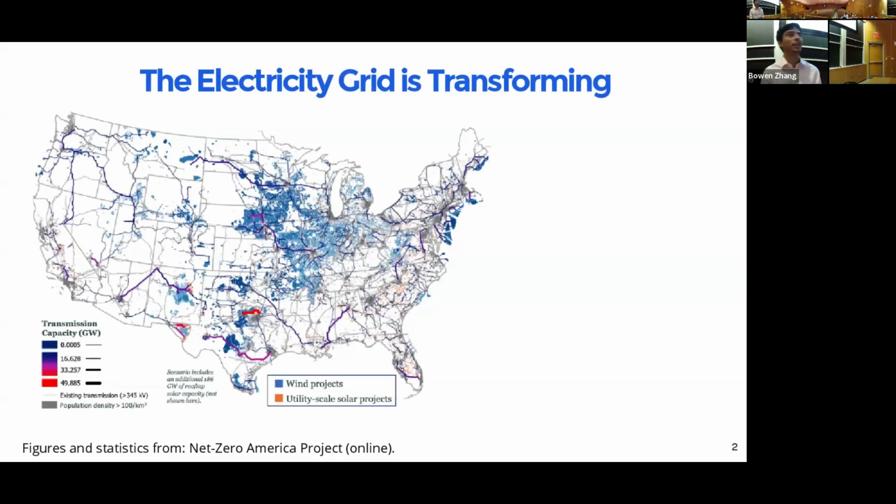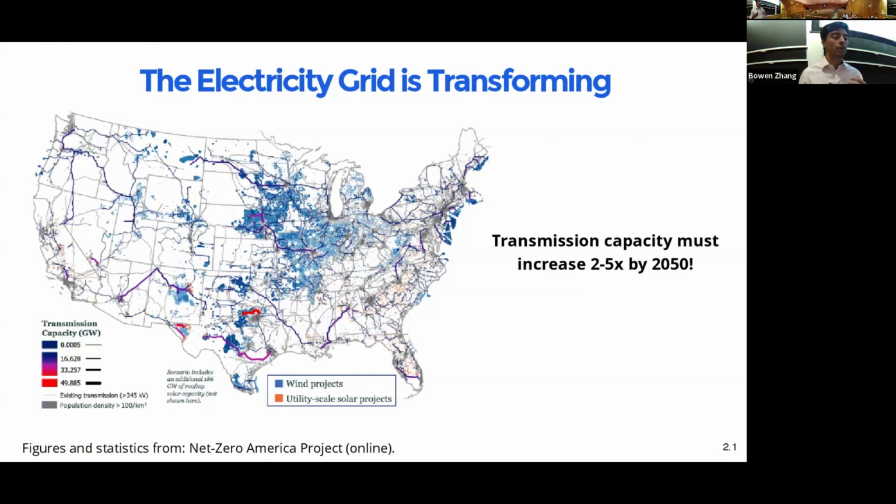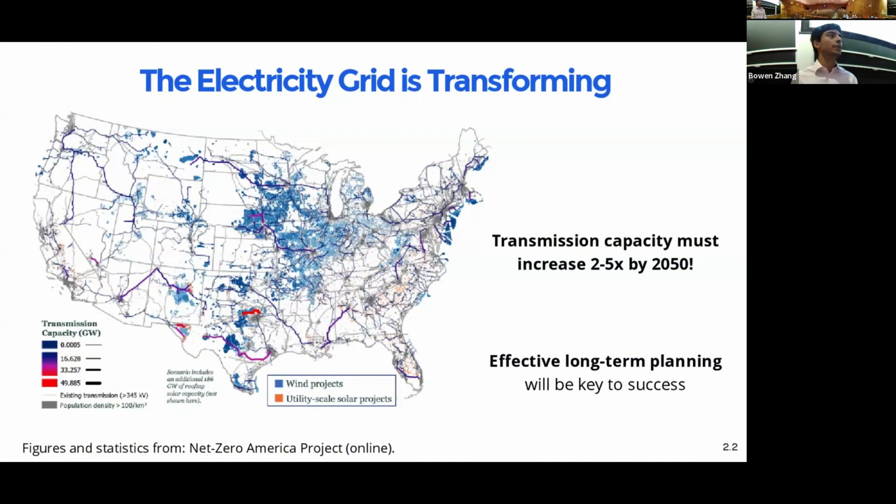So as everyone here knows, the electricity grid is changing a lot. But just to get a sense of the scale of the transformation, although, like I said, I'm sure a lot of you know this, transmission capacity, for example, is projected to be increased by 2 to 5 times over the next 30 years. And so this is a huge investment. It means building one new transmission line for every one that exists today, which is totally unheard of. And so importantly, effective long-term planning tools, not just for policymakers guiding policy, but also for decision makers who are deciding where to build these lines, how much capacity to build, and so on, will be really key over the next 2 decades, 3 decades.